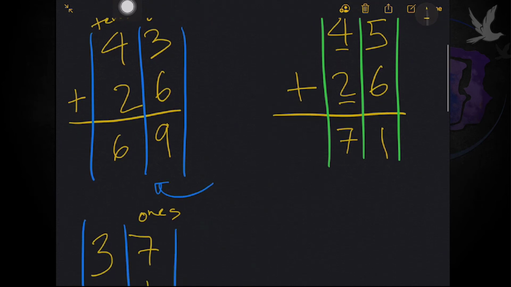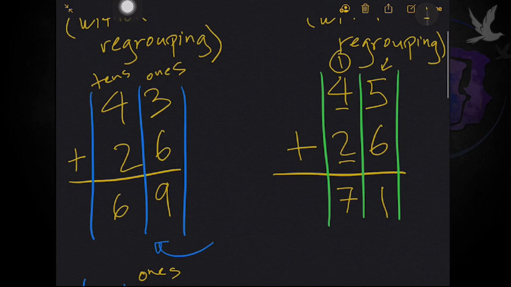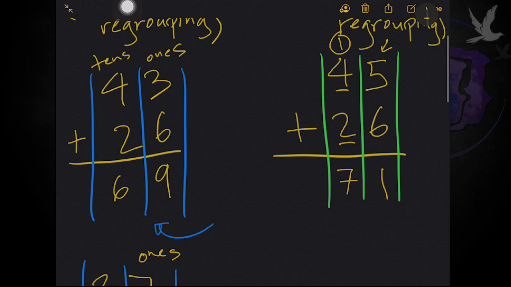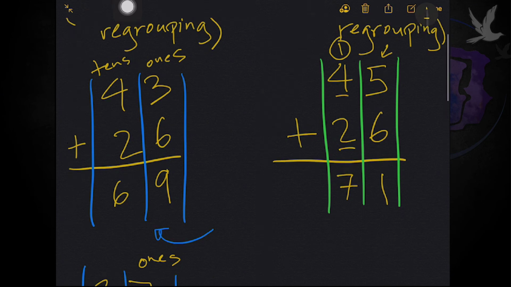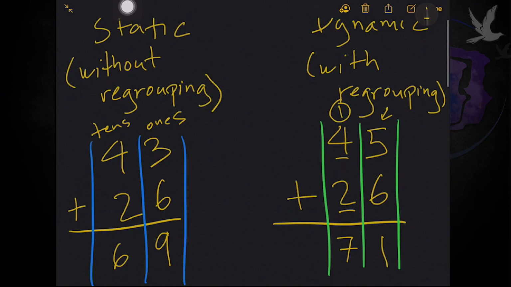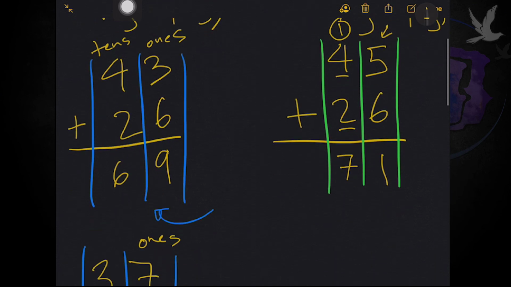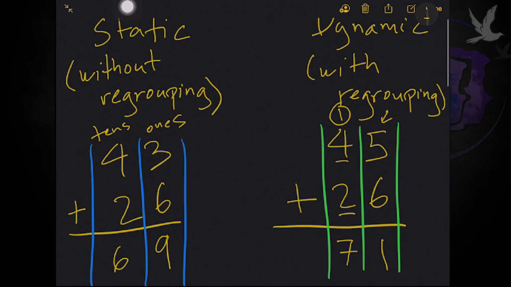So for our static, no, without regrouping, our numbers don't go over 9. But if you noticed earlier, for our dynamic or with regrouping, the answer or the sum for 5 plus 6 went over 9. So in this case is 11. Okay? So that's the difference. You have carryovers. Yan ang ibig sabihin ng dynamic addition.